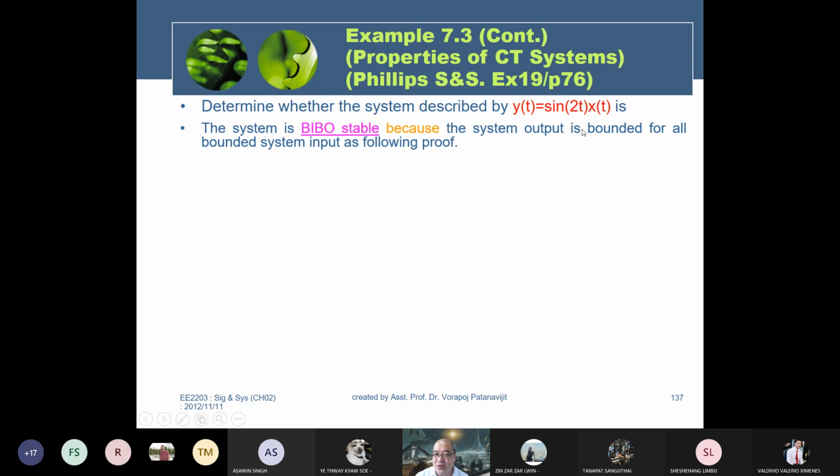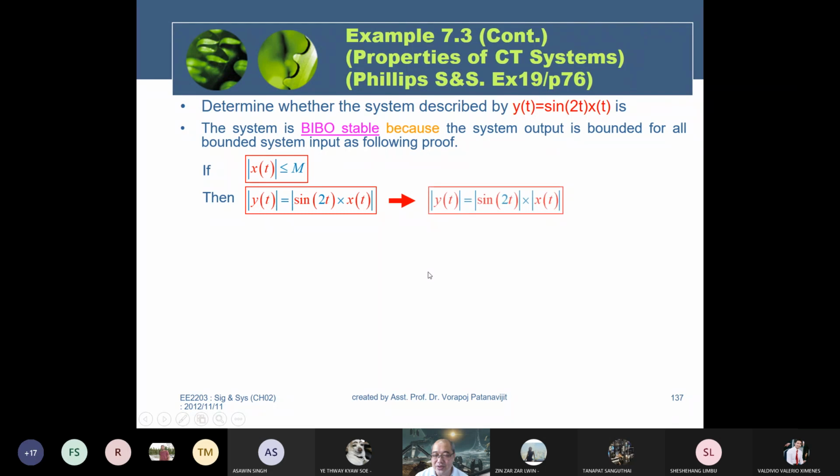Therefore, you must check whether, if the input is bounded, meaning the maximum of the input is less than m, what about the output? If the output is not infinity, it is in terms of m, you can conclude that the system is stable. In this case, we have two terms, psi and x. The maximum of x is m. The maximum of psi is only 1. Therefore, the maximum of y must be less than m. If it's less than m, it means it's finite. If it's finite, you can state that the system is BIBO stable because the system output is bounded for all bounded system inputs, as following the proof.